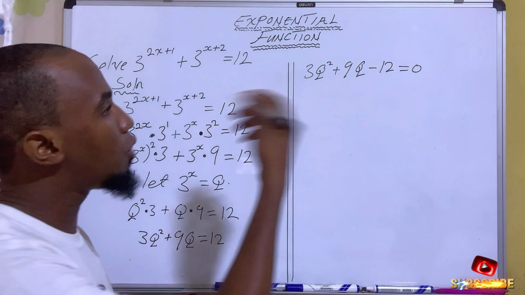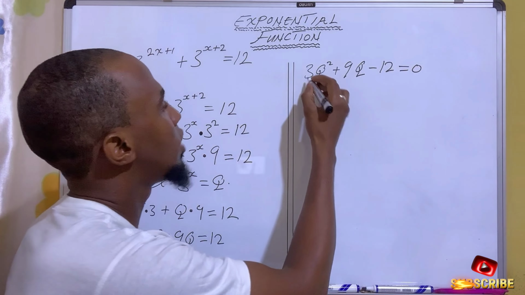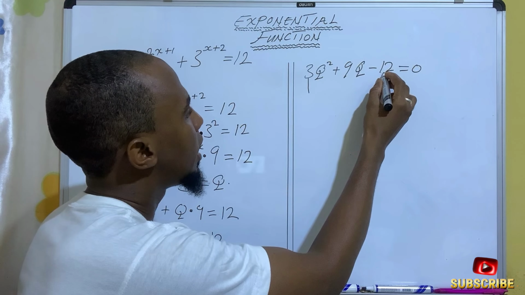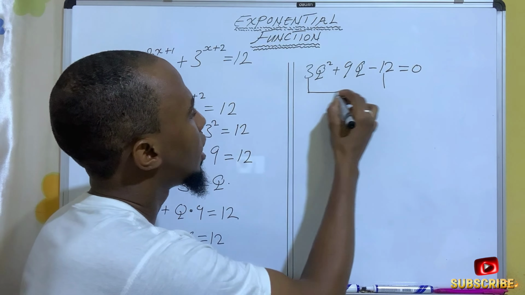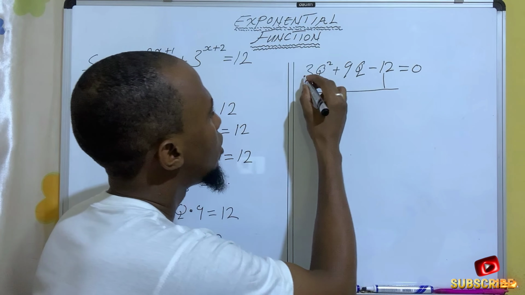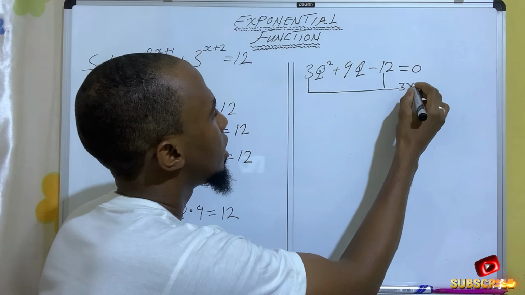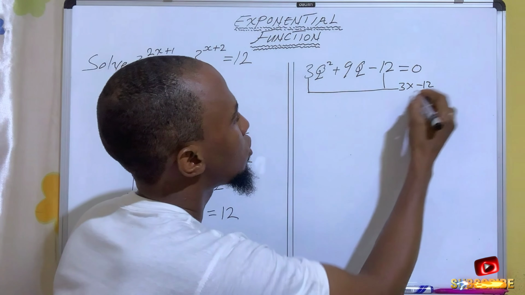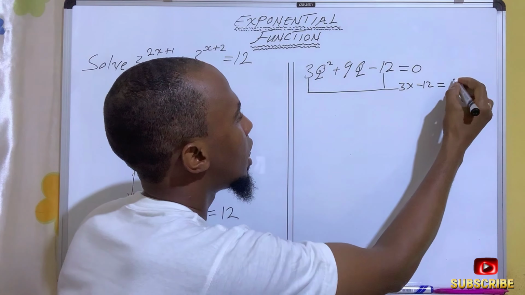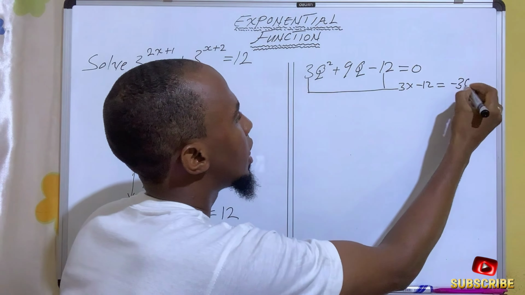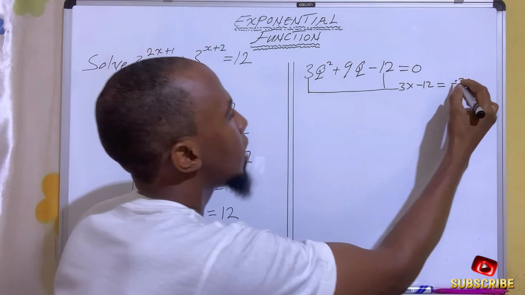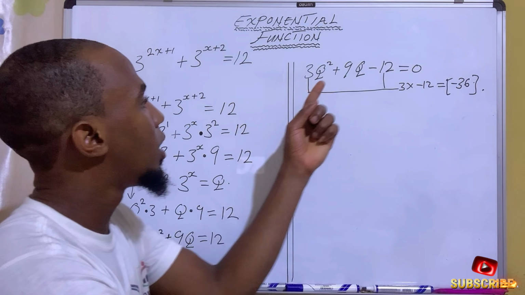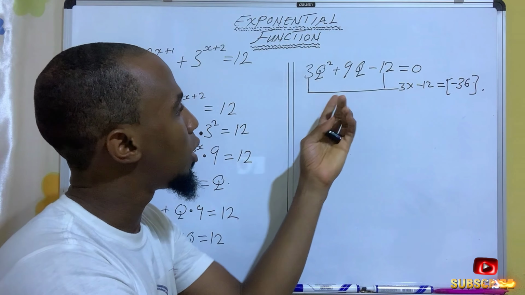Now in order to use the factorization method, this is what we need to do. You have to take this 3, multiply it with this 12, and that is going to give us 3 times minus 12. Now 3 times minus 12 is going to give us minus 36. Now this minus 36 here, we need to find two numbers.